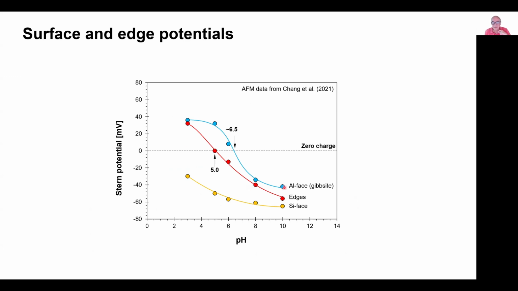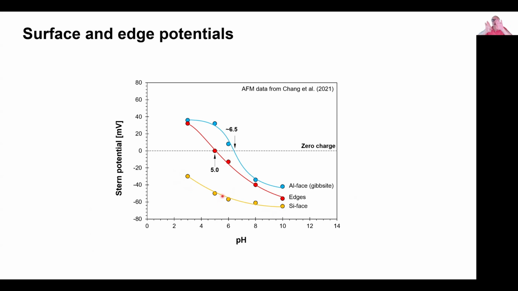And we see that the gibbsite surface changes its surface charge by the time the pH is about 6.5, the edges around 5, while the silica tetrahedron phase of the kaolin hardly changes. It does change the surface charge, but it remains negative even to very low pHs. Now, this is important because we could have one phase being positive while the edge is negative.